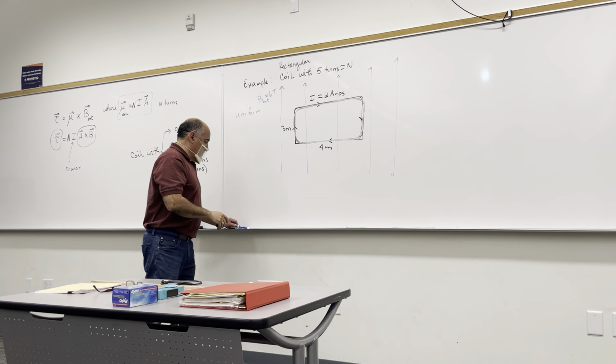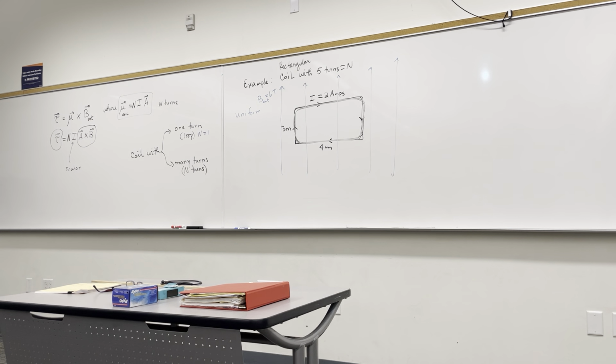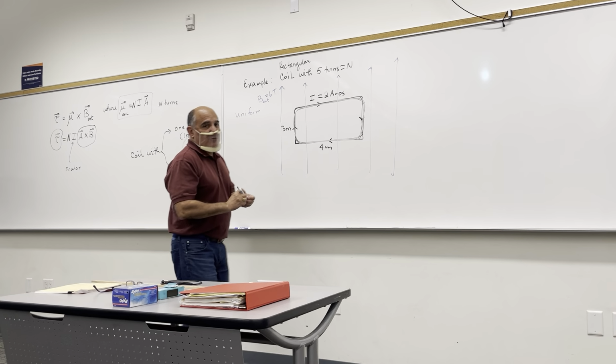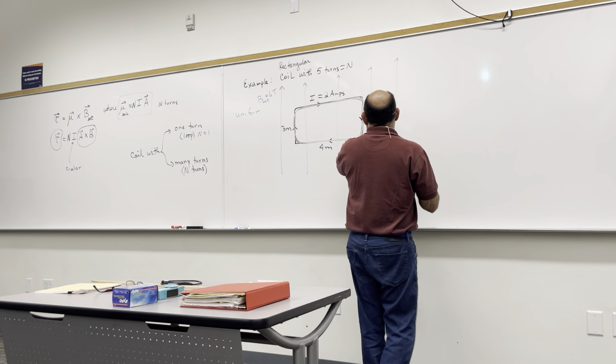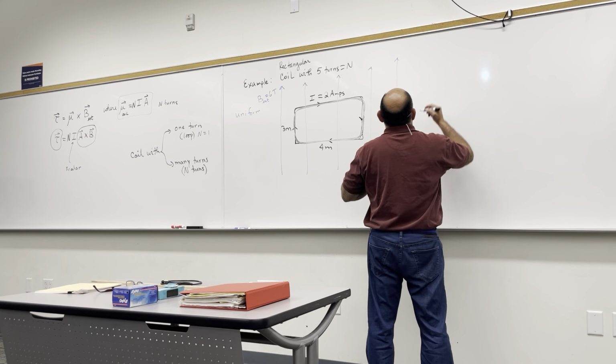So question: how will this coil spin, turn, rotate as a result of being placed in this external magnetic field? Let's calculate the torque that this external magnetic field exerts on this coil with current in it. So, question.